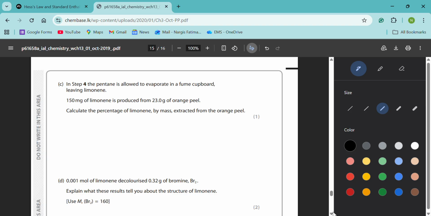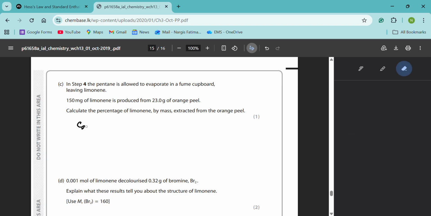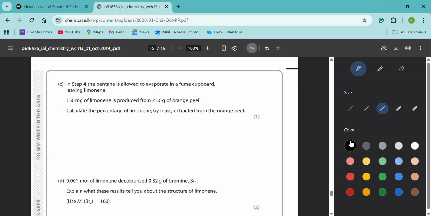Now in part C, 150 milligrams of limonene is produced from 23 grams of orange peel. Calculate the percentage of limonene by mass extracted from the orange peel. Okay, so basically we need to calculate the percentage of limonene in orange peel.